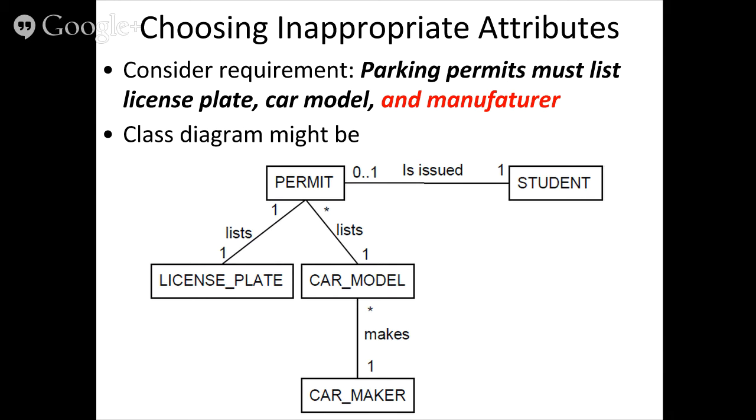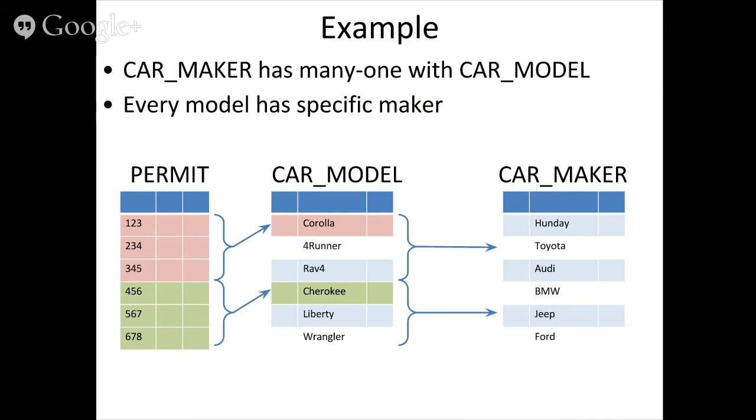There's nothing wrong with this approach, right? So let's make a bad decision on purpose. Following this design, you have something like this. You have a permit, where you have permit 1, 2, 3, 2, 3, 4, 3, 4, 5. These are all Corollas, okay? And these green ones are all Cherokees, okay?